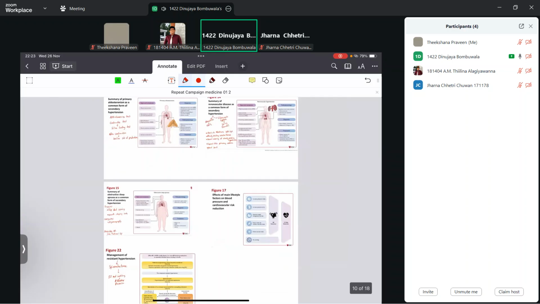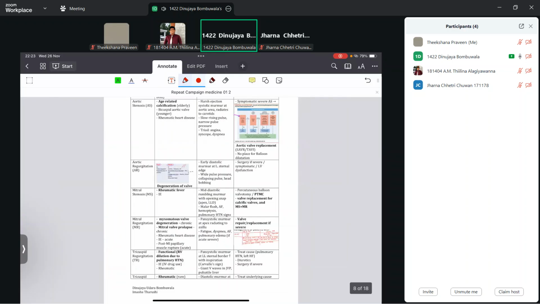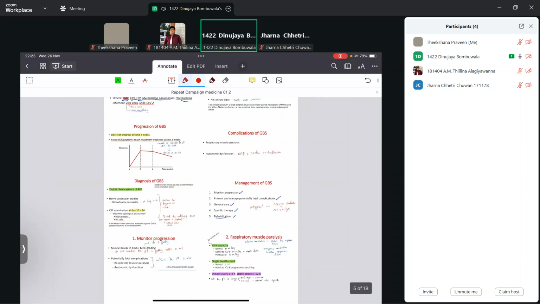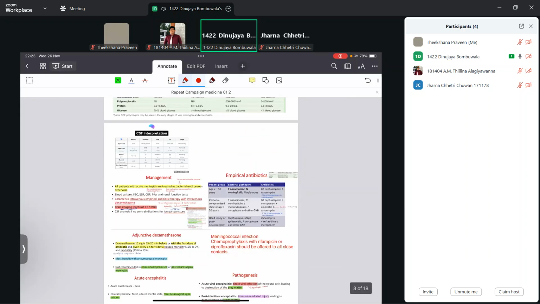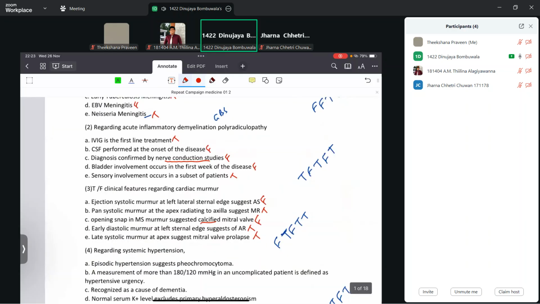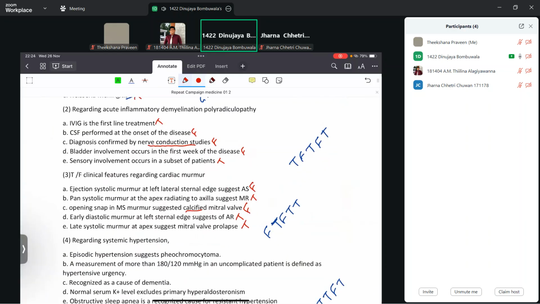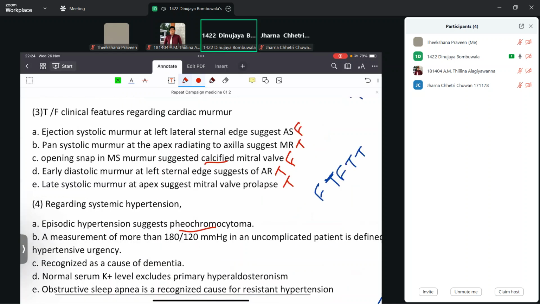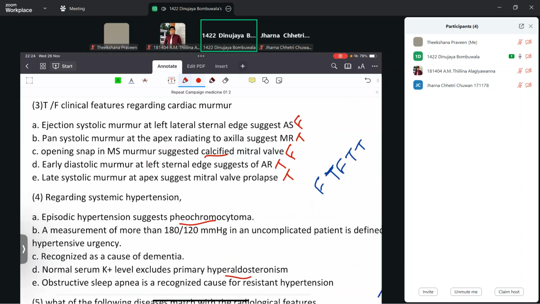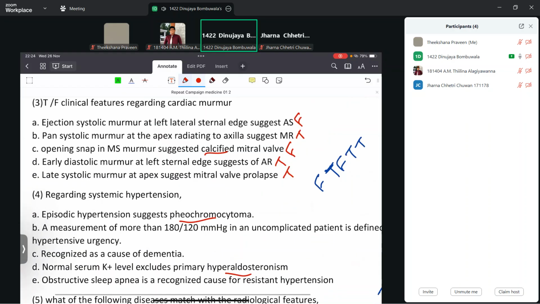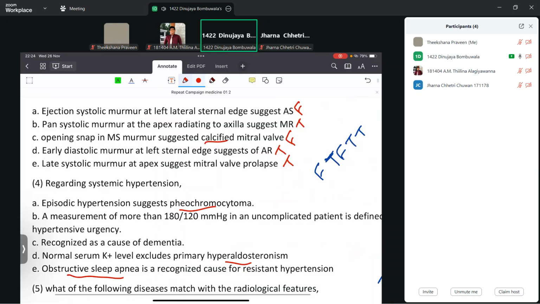The secondary causes which have been asked in this question are three: pheochromocytoma, hyperaldosteronism, and obstructive sleep apnea. There are many other causes. So pheochromocytoma, any idea how it is going to present?